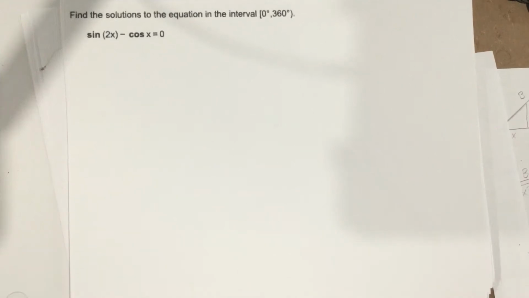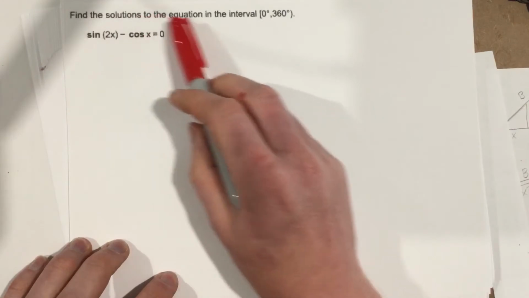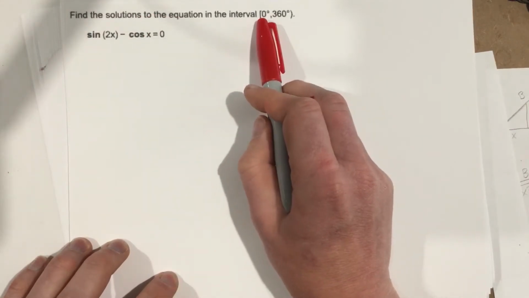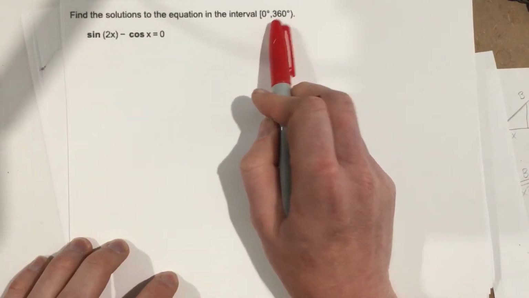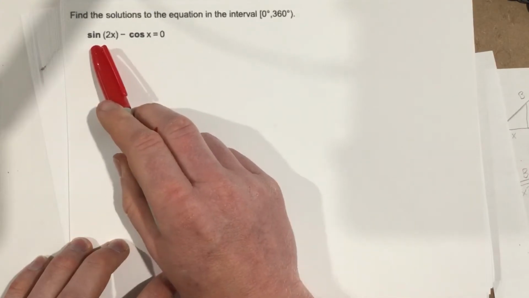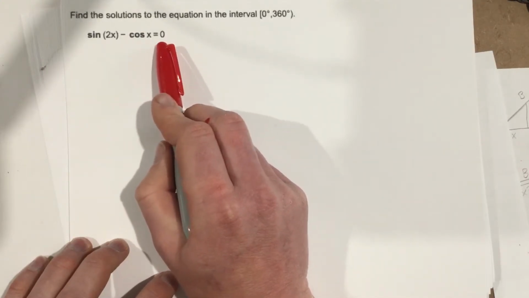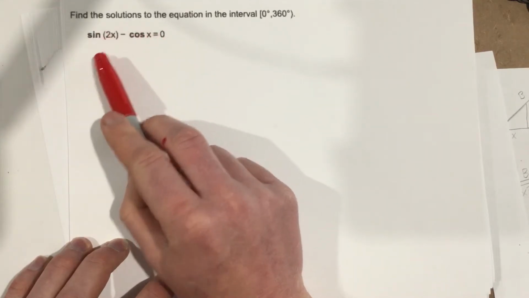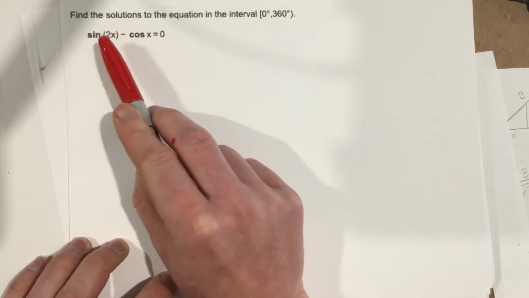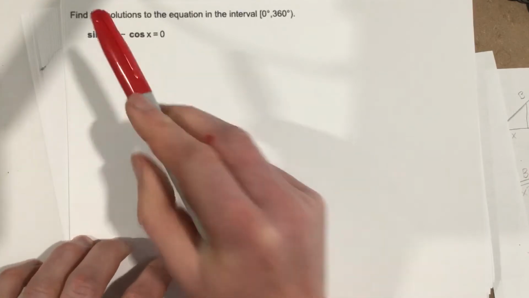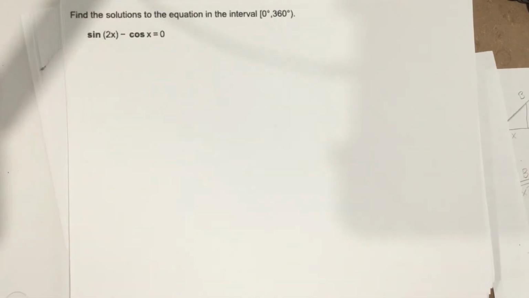This is problem number 6 from section 7.5. It says, find the solutions to the equation in the interval 0 degrees to 360 degrees, meaning one revolution. For this equation, sine 2x minus cosine x equals 0. Now this equation kind of looks difficult, but the sine 2x gives away how we're going to solve this. We're going to use double angle formulas to solve.